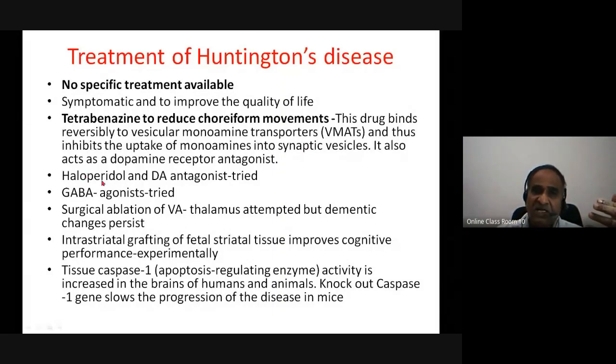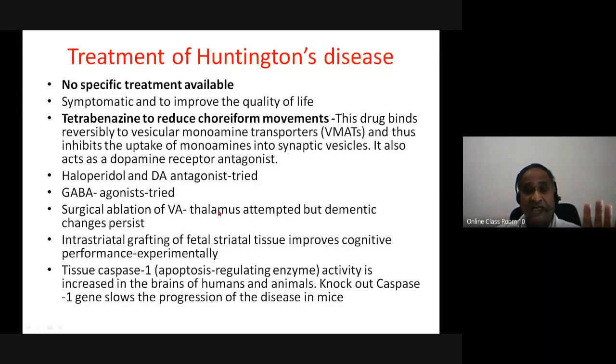So people have tried haloperidol and dopamine antagonists. The results are not very encouraging. Similarly, GABA agonists like diazepam and other drugs were tried, but not with success. But some surgeries were also attempted, that is, surgical ablation of the ventroanterior nucleus of the thalamus.